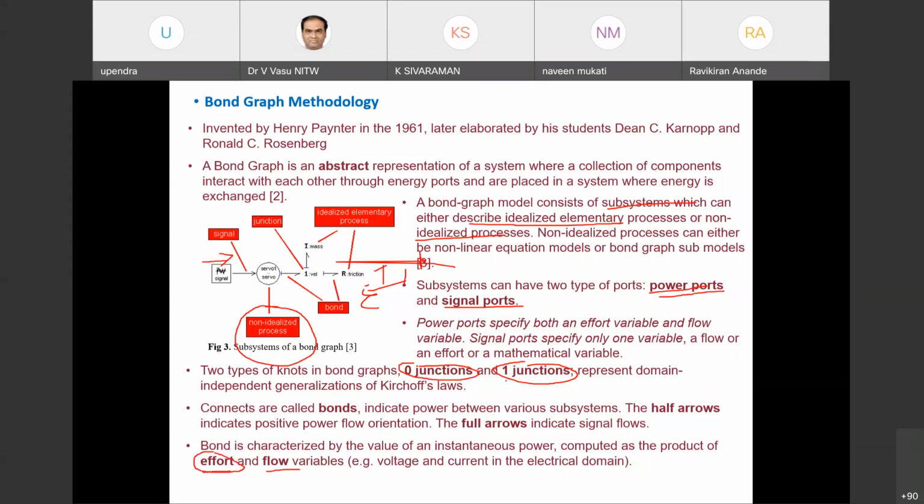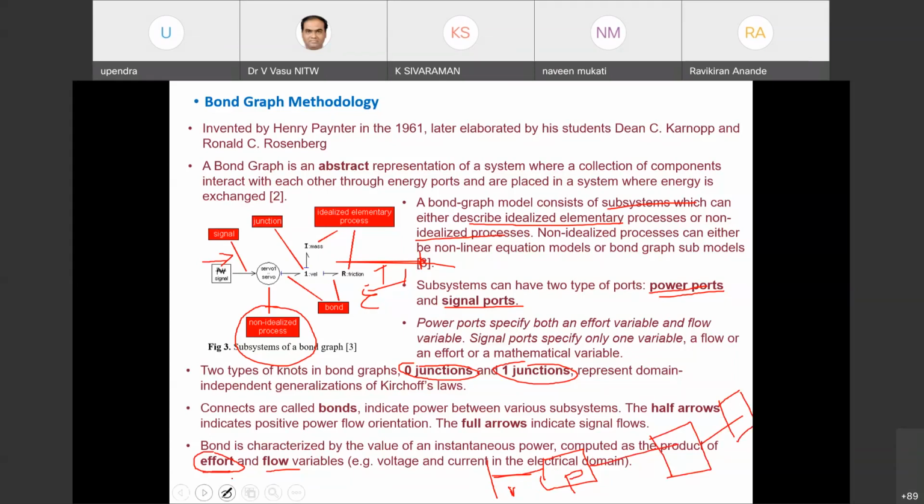Suppose you are considering a particular system, one actuator. If I want to move this actuator, some effort is going to be required. This effort is multiplied by the flow, because the effect is going to be transmitted in the form of a signal. Multiplying these two is considered the power. How much power is transmitted from this subsystem to this system, and from this subsystem to that system, is how we represent it in bond graph theory.